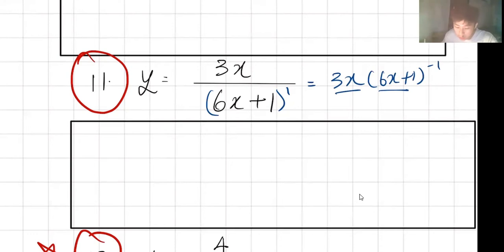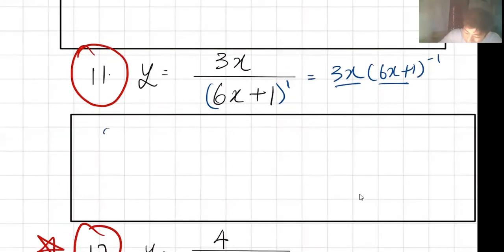All right, so if I want to find dy/dx right now, look at this. I fixed the first. Now I won't just copy this and differentiate this, I'll see whether you understand now. I fixed the first, I copy the first, so I write 3x. Then I differentiate the second.